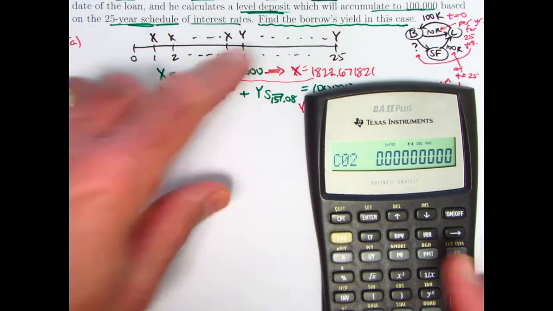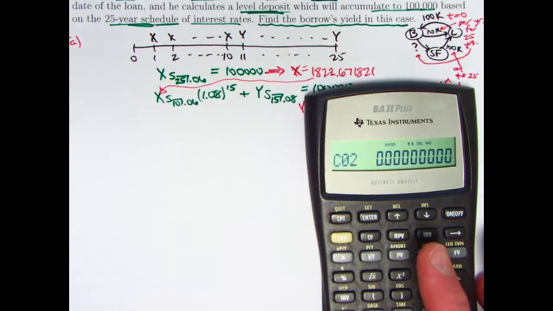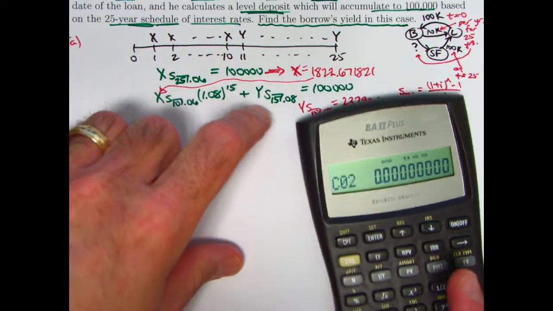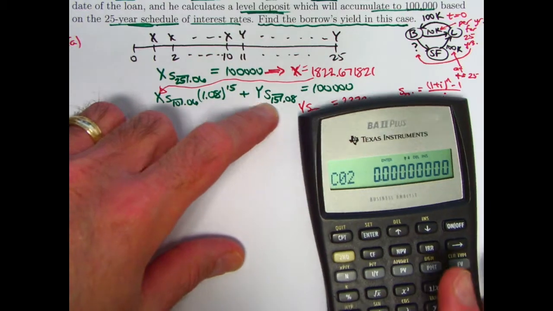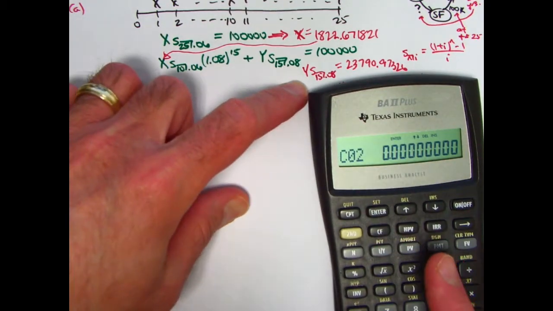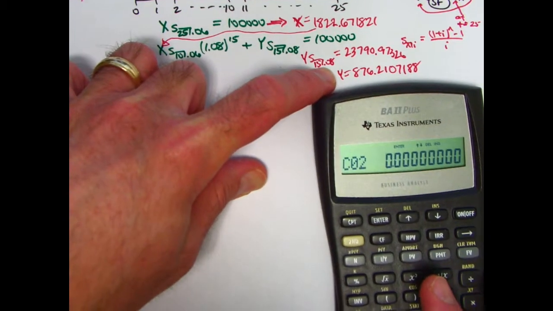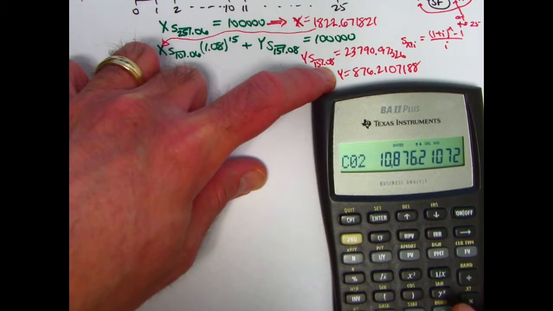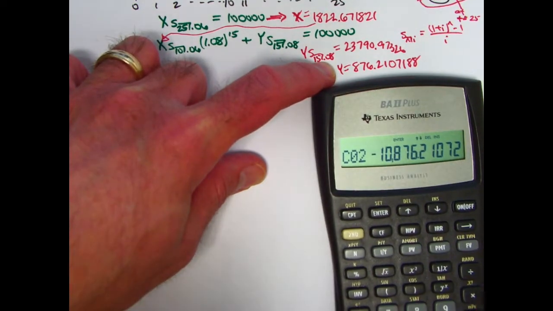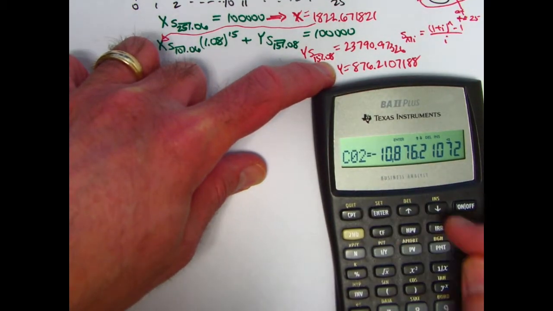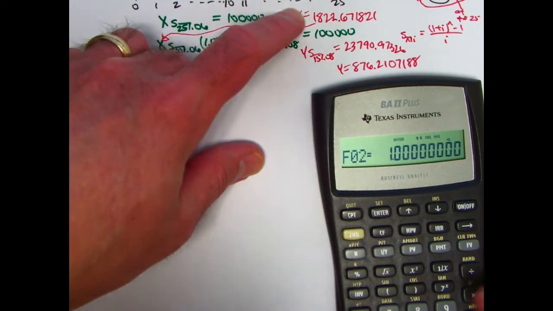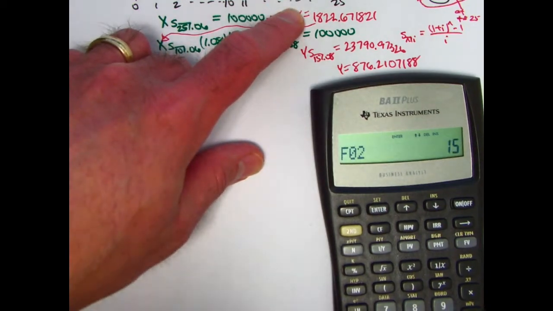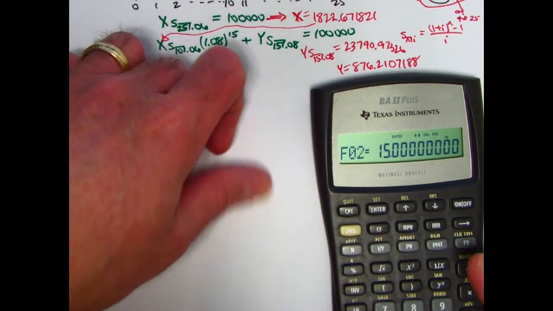And then tab down the last group of payments, excuse me, the last 15 payments, y plus 10,000 with a minus sign will go into C02. So the value of y is here, add 10,000 to that, I'm going to get 10,876.21072, say, with a minus sign. Enter that into C02, tab down, F02 is 15. There's 15 of those payments. Enter that. Now we're ready.